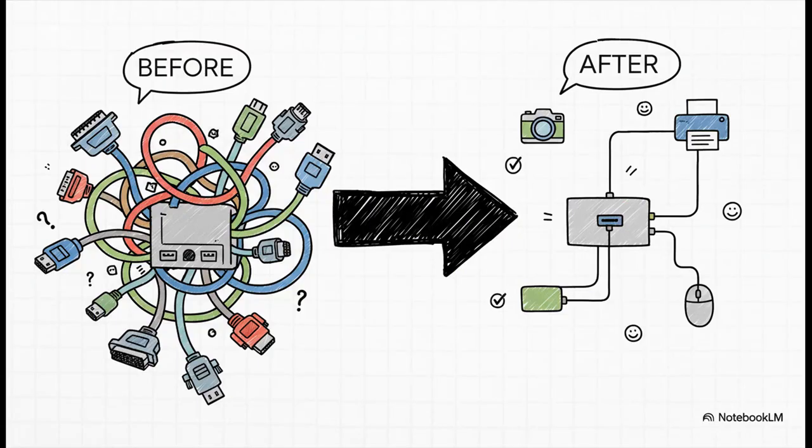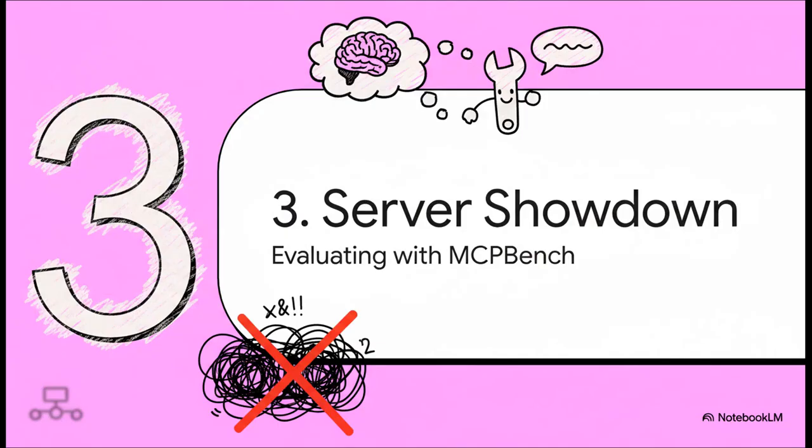The absolute best way to think about this is the USB analogy. Remember the days before USB? You had a different clunky cable for your printer, another for your mouse, a totally different one for your camera. It was a complete mess. MCP wants to be that single universal plug for AI, one standard for every tool. But here's the question. Just because you have a standard plug, does that mean every device you plug in works just as well? Well, that's exactly what researchers wanted to find out.